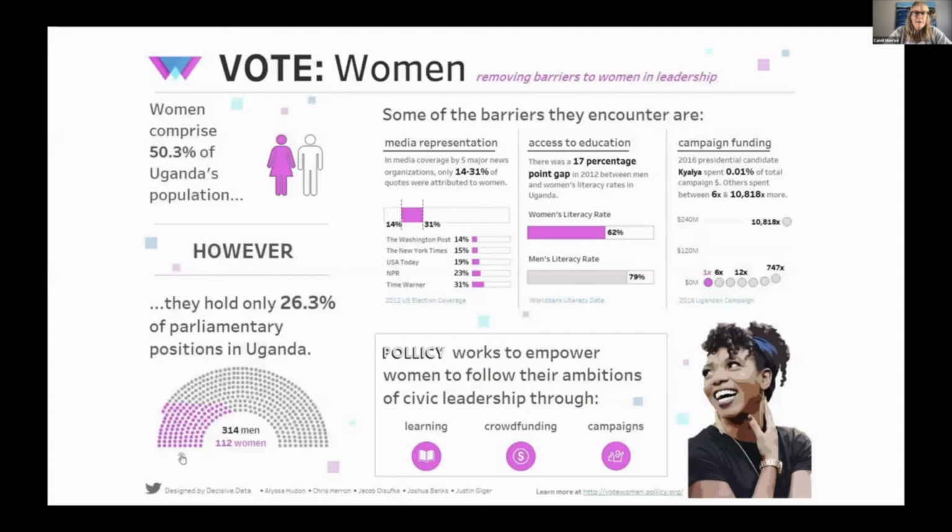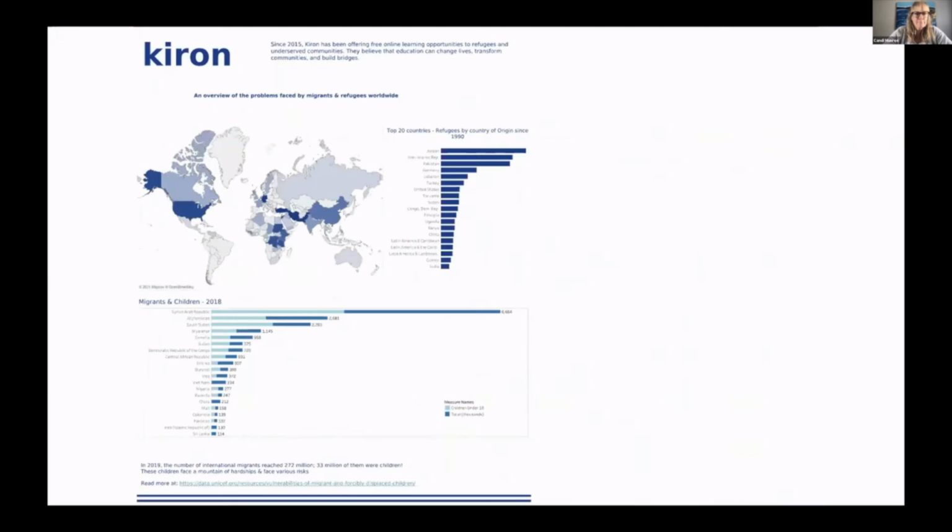So this project was about women in Uganda and what their impact was on the parliamentary system. This was done by a team of people. That also does happen. If you put some work into it and maybe get together a few friends and submit a visual as well, some people do that as well.